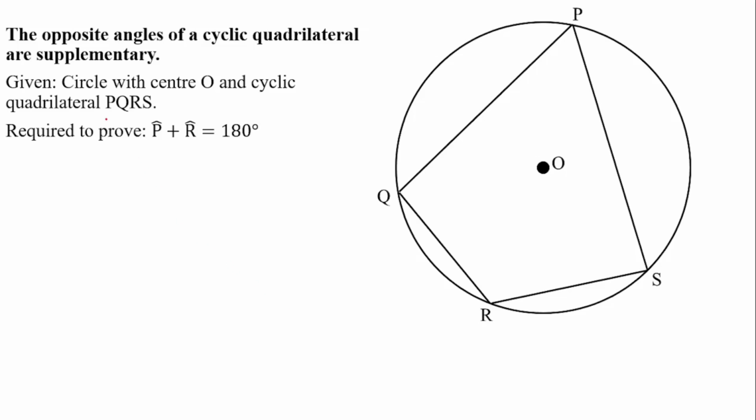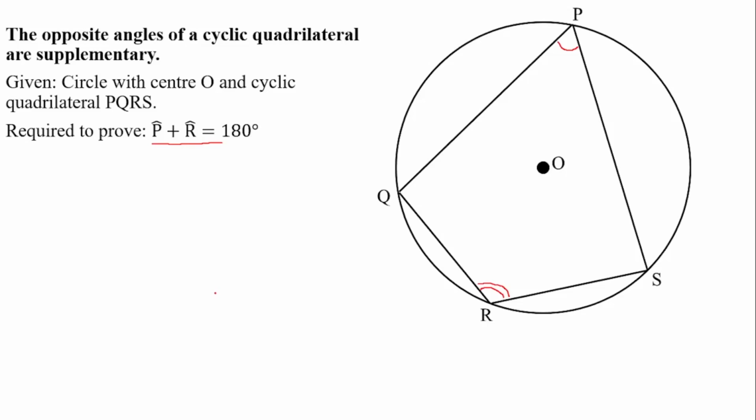Right, we want to prove the theorem which says that the opposite angles of a cyclic quad are supplementary. We're given a circle with center O and then cyclic quad PQRS. Want to prove that this angle P plus this angle R are supplementary. They add up to 180 degrees.